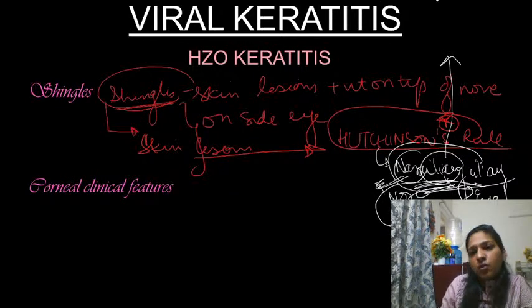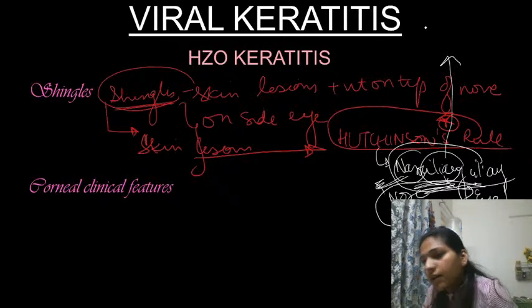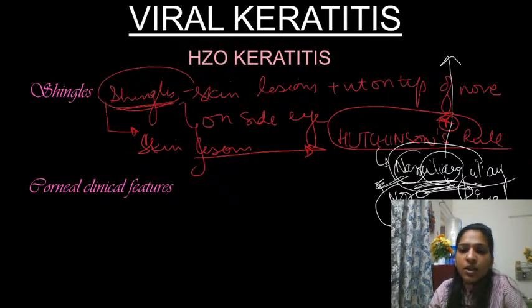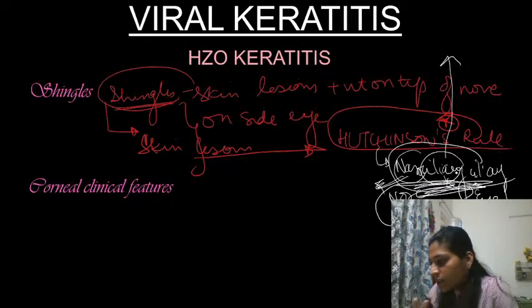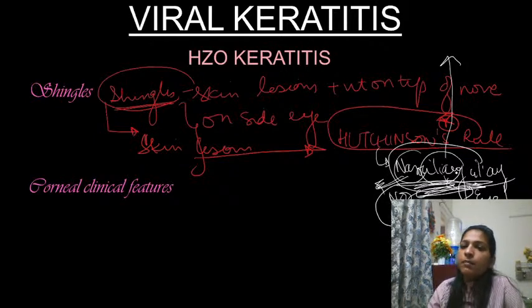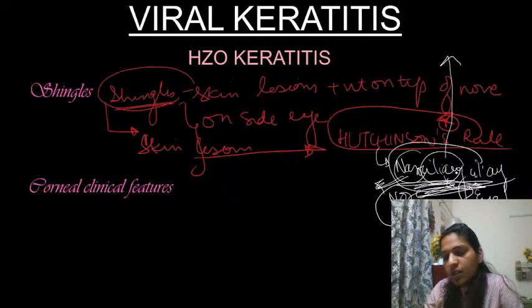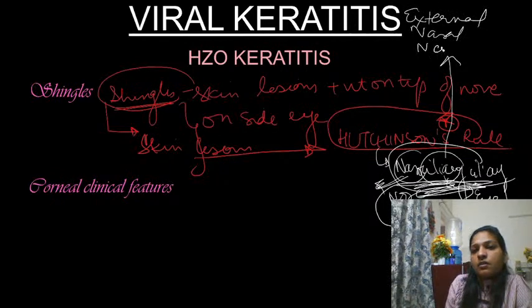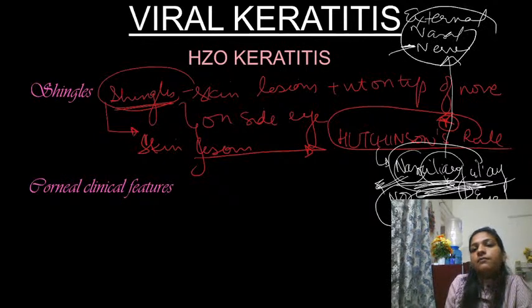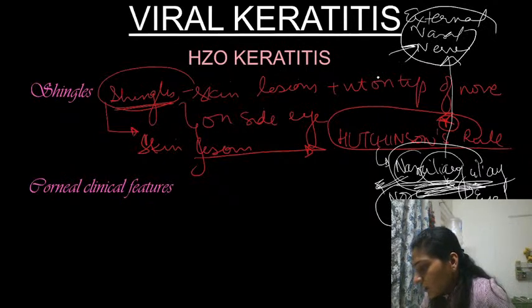Now more characteristic, there is one branch of nasociliary nerve which governs that rule. Broad category is nasociliary nerve, which is a branch of ophthalmic nerve, which in turn is a branch of trigeminal nerve. But nasociliary nerve has a further branch which is responsible for the Hutchinson's rule. Can anyone tell me the name? It is external nasal nerve. This is the nerve which is responsible for the Hutchinson's rule.